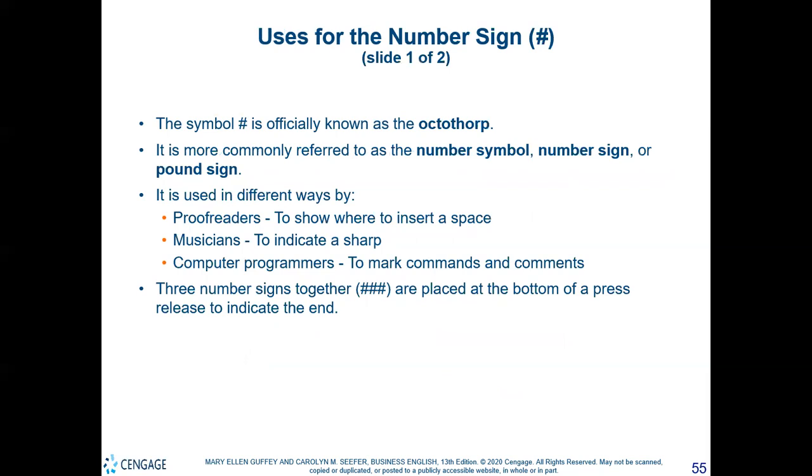The symbol right here, people know it as hashtag or pound sign. The symbol is known as the octothorpe. It is more commonly referred to as a number symbol, number sign, or pound sign. It is often used in different ways: by proofreaders to show where spaces are inserted, by musicians to indicate a sharp, and by computer programs to mark commands and comments. Three number signs together are placed at the bottom of a press release to indicate the end.